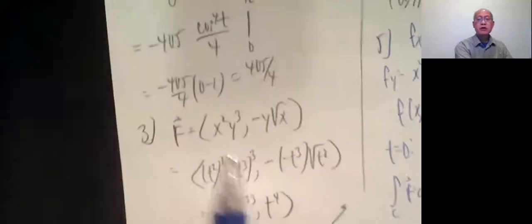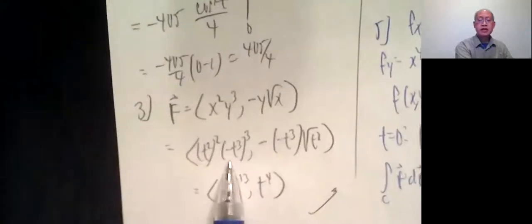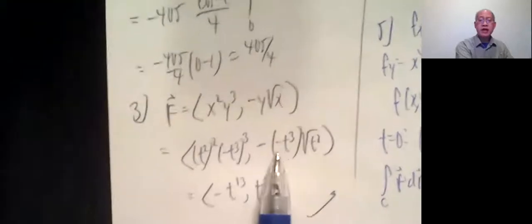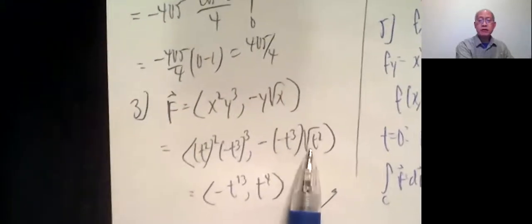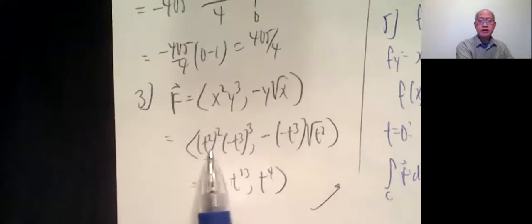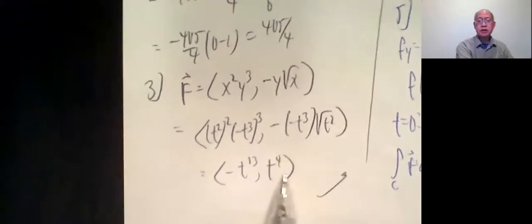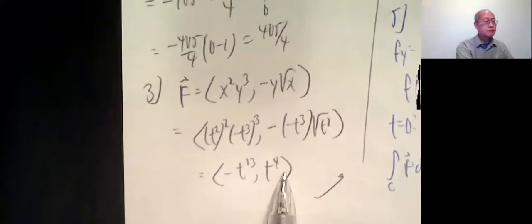So x squared is (t squared) squared. y cubed is (negative t cubed) cubed. And then negative y radical x: negative t cubed, and radical t squared. So if we multiply this out, that's t to the 4th times negative t to the 9th, negative t to the 13th, and then positive t cubed times t to the 4th power.